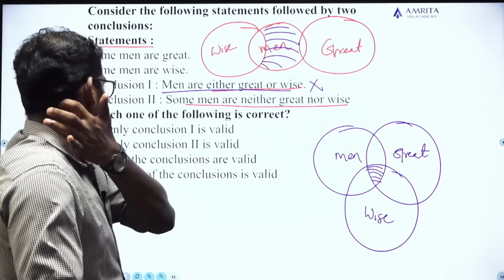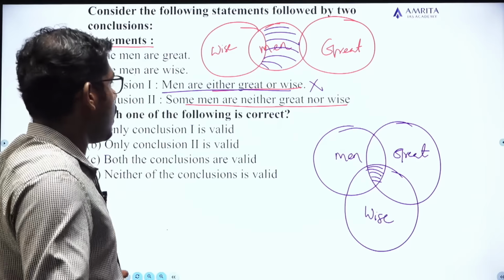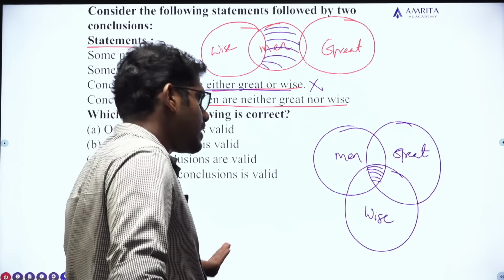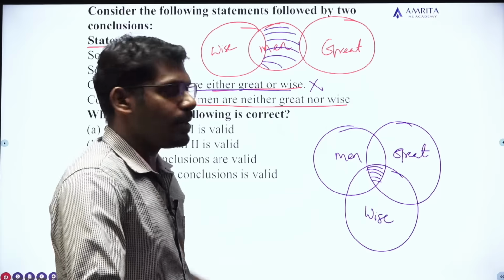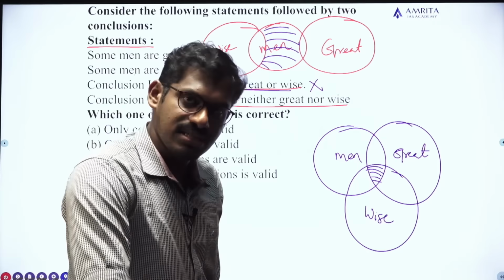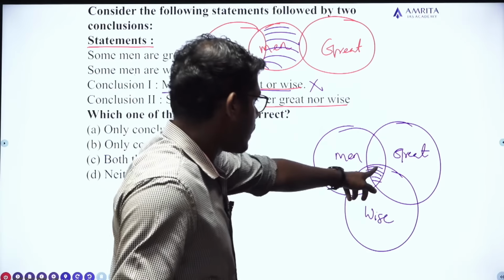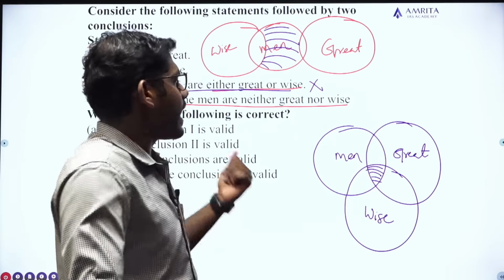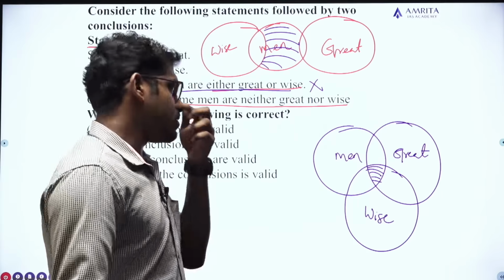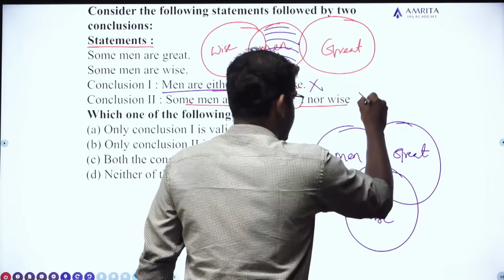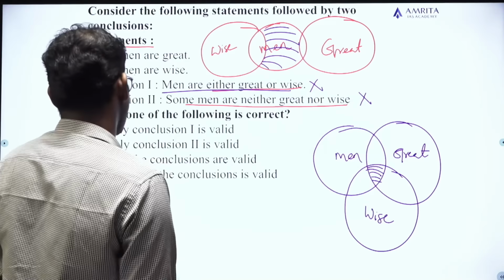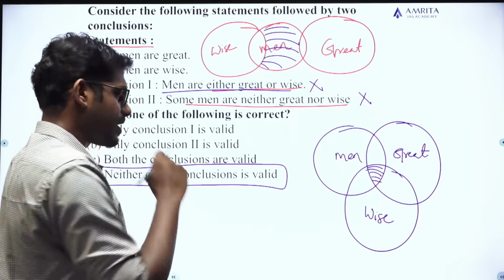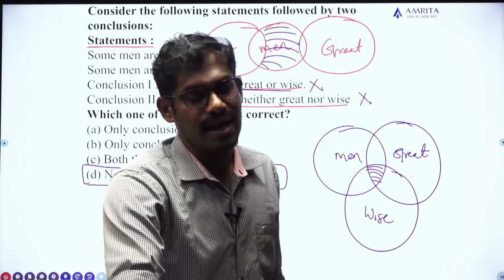So what does the statement say? The conclusion says some men are neither great nor wise. Can it be proved incorrect? Yes, it is possible to prove it incorrect, because for this area they are both great as well as wise. So that conclusion is also incorrect. So the answer for this question is that neither of the conclusions is valid.